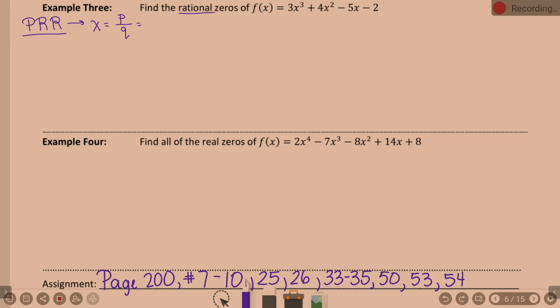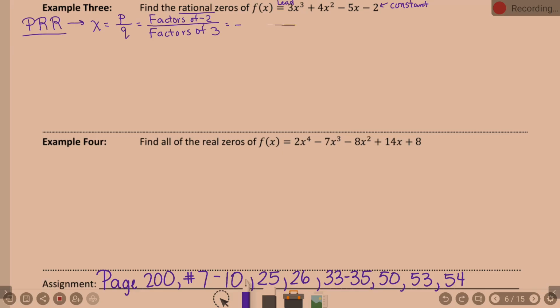Whether you write the p or q on top, I don't care. Factors of what on top? 2. Officially, I should say factors of negative 2. In all honesty, is it going to matter? No. So it's factors of negative 2 because it was factors of the constant, divided by factors of what? 3. Why 3? Leading coefficient. Because that is the lead coefficient. Okay?